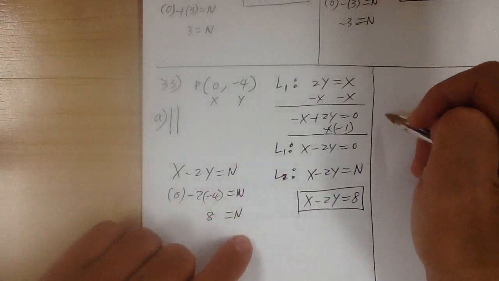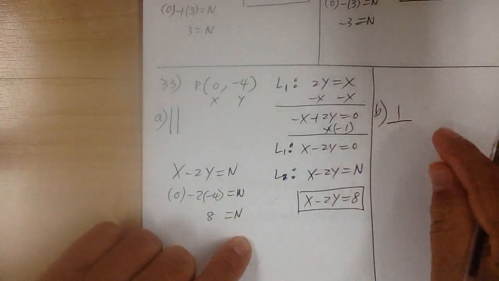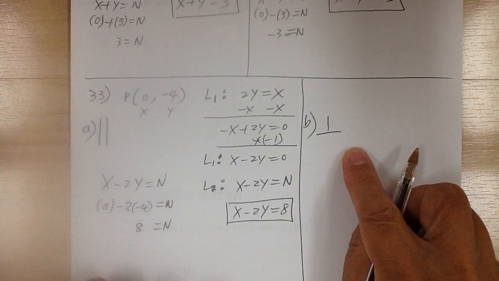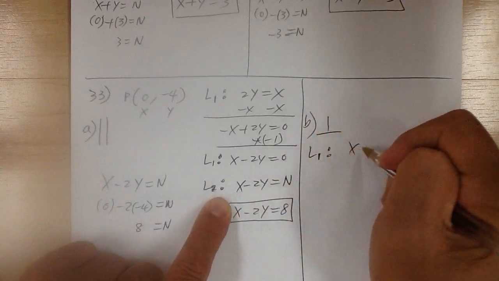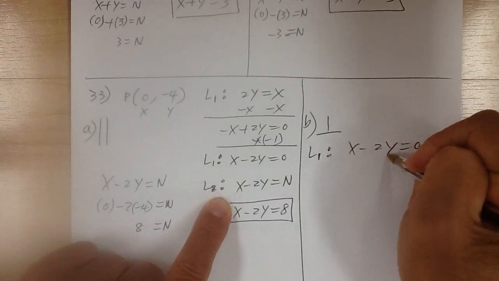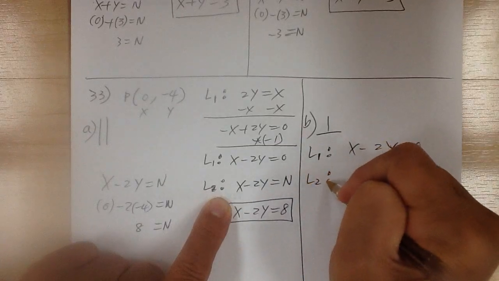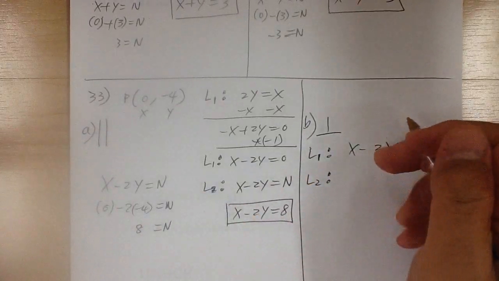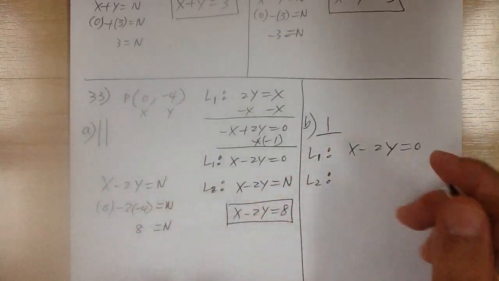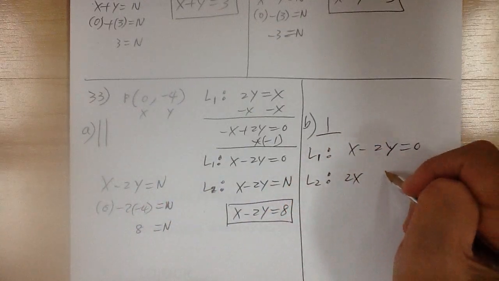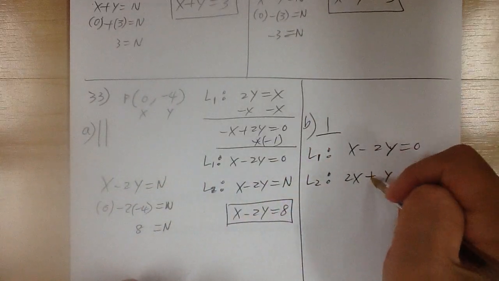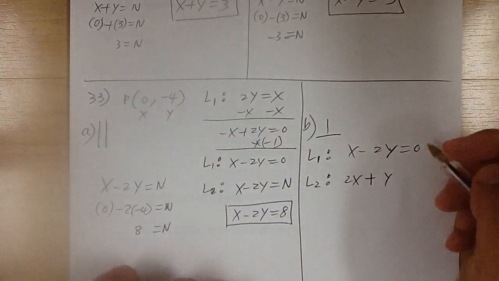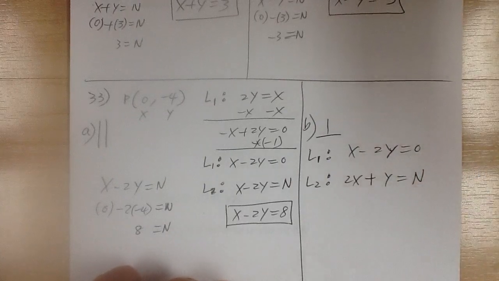Okay, now let's go into part B. So it's the perpendicular line. For the perpendicular line, L1 is x minus 2y equal to 0, right? So for L2, the second line, since it's perpendicular, you have to switch the numbers. So it's 1 and 2, so it becomes 2 and 1. So you put 2 over here, 1 over here. Then you have to change the sign.